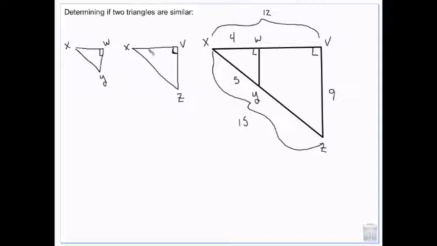It's the same corner, right? So I know that those two angles are the same, because it's the same corner. And then I'm going to label the lengths. This one is 4. And this whole side here is 12. And this side is 5. And this whole side here is 15. And that's 9.